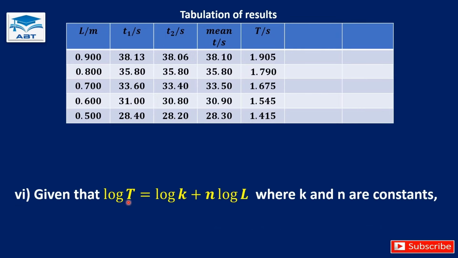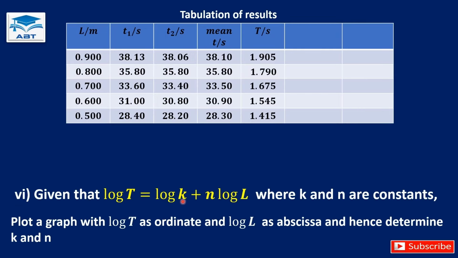Given that log T is equal to log K plus N log L, where K and N are constants, plot a graph with log T as the ordinate, that is the vertical axis, and log L as the abscissa, that means the horizontal axis, and hence determine K and N. We are going to plot log T on the vertical axis and log L on the horizontal axis.